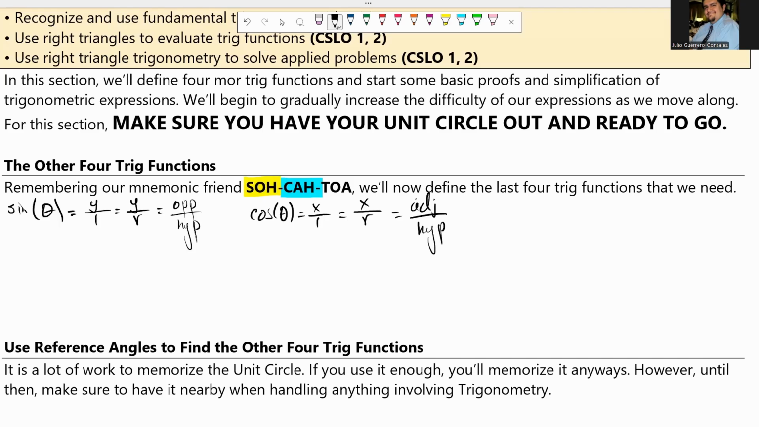And then the last one that we had, TOA, was the tangent of some angle theta. Tangent of theta was the y divided by the x component, and for this one it didn't matter what the radius was. And if you use SOHCAHTOA, it's going to be opposite over adjacent.